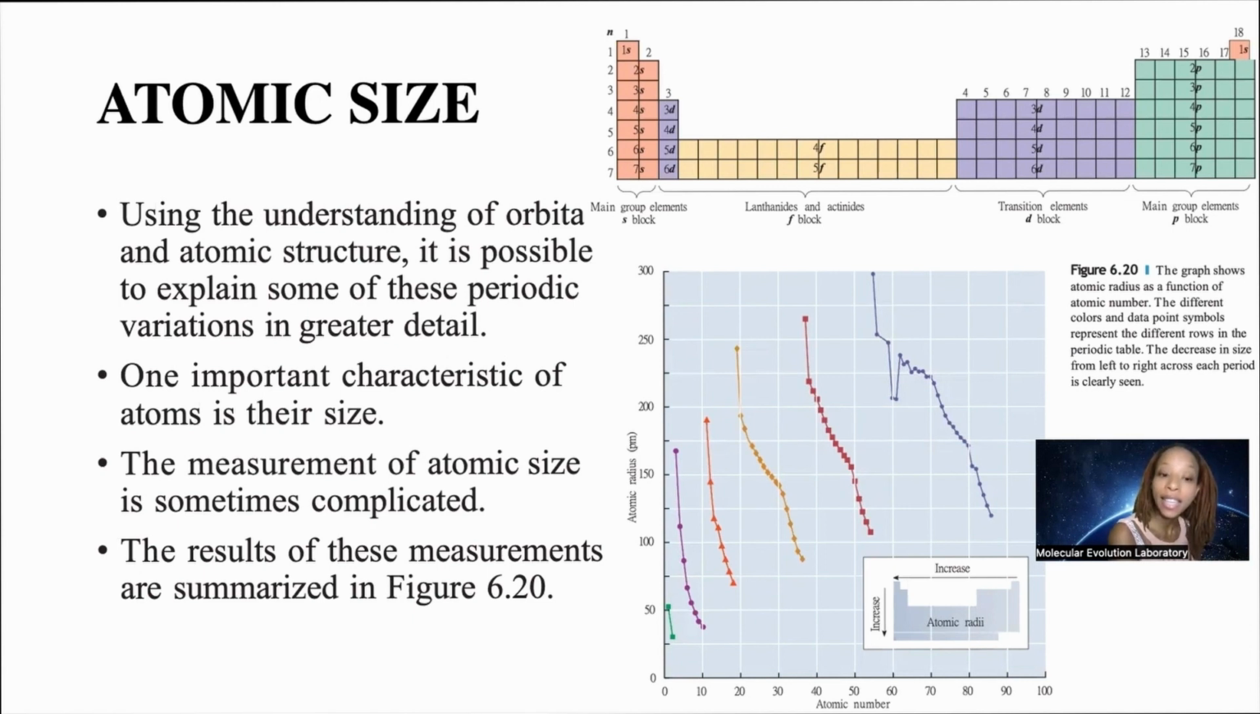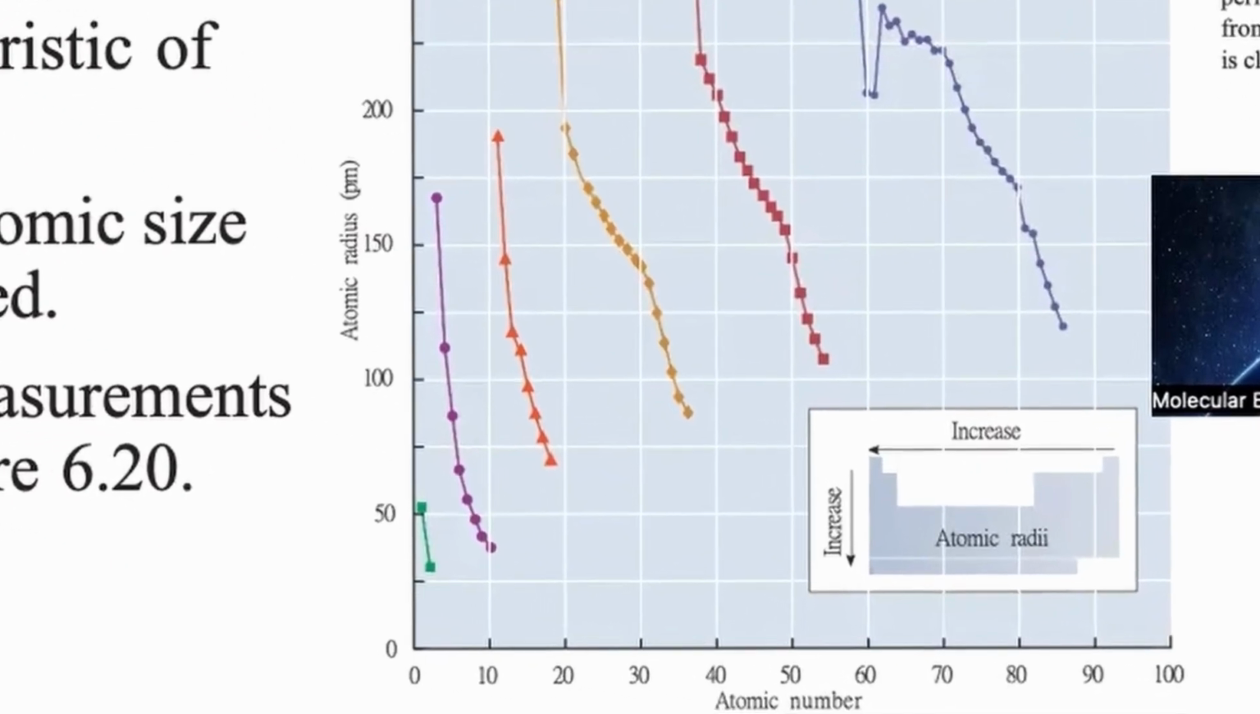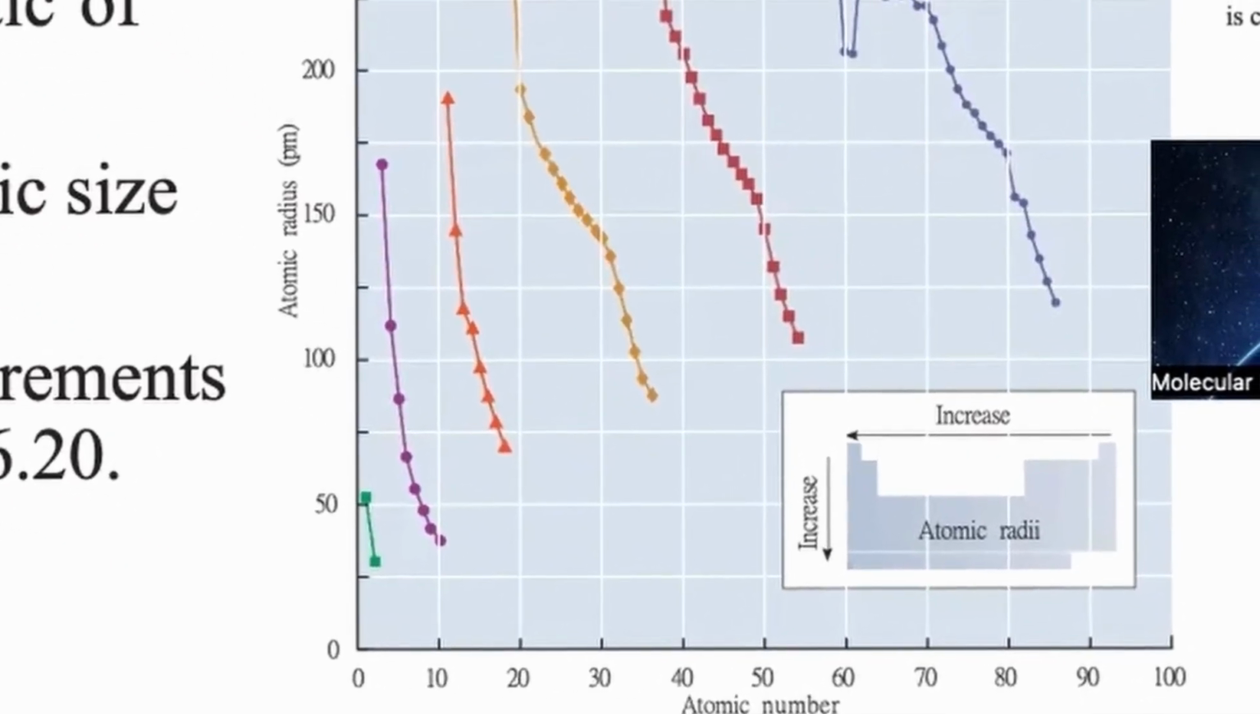Using the understanding of orbitals and the atomic structure, it's possible to explain some of these periodic variations in greater detail. One important characteristic of atoms is their size. The measurement of atomic size is sometimes complicated. The results of these measurements are summarized here. So the graph basically shows atomic radius as a function of atomic number.